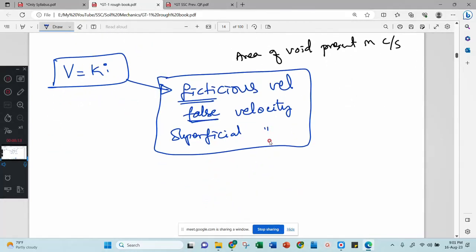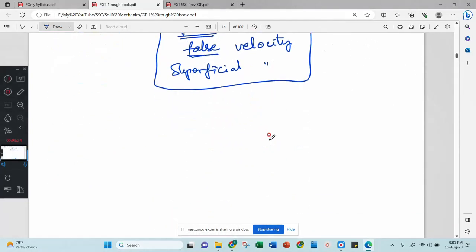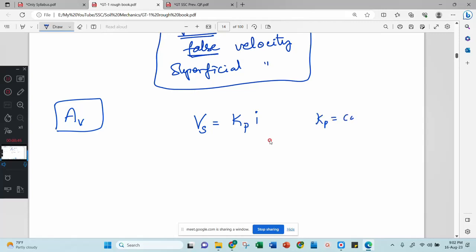Understood? Now you have come to know that only the voids you have to consider. Instead of that, you are considering the entire area, so you have committed a mistake here. To rectify that mistake, the scientists started taking the area of the voids. When they take the area of the voids, they come up with another equation: the discharge velocity is equal to the coefficient of percolation into I. They introduce a new constant, the coefficient of percolation, Kp. How we arrived at this equation is a different matter; there is a big derivation for that.